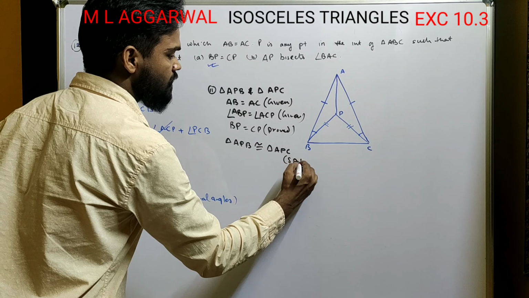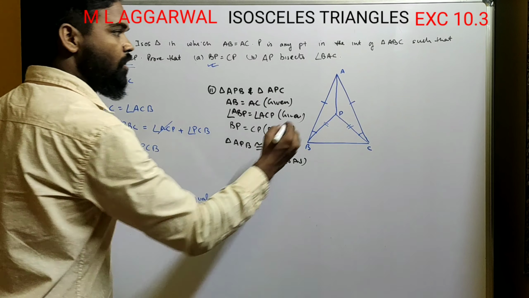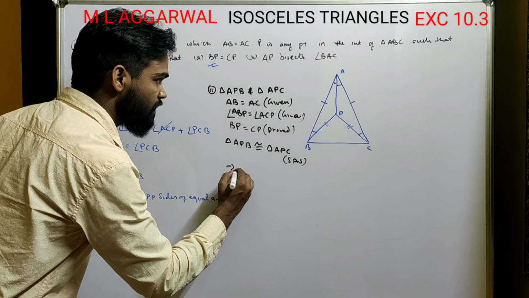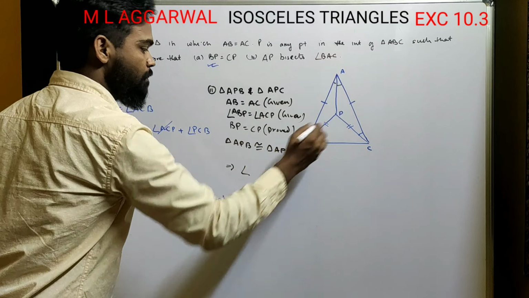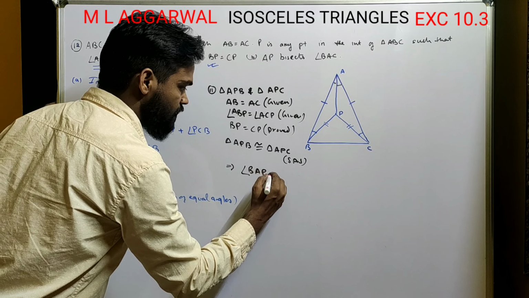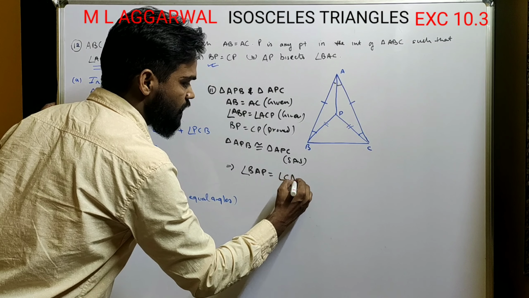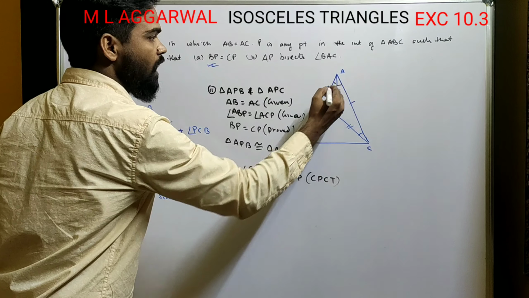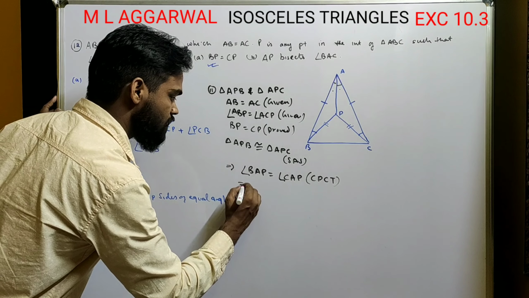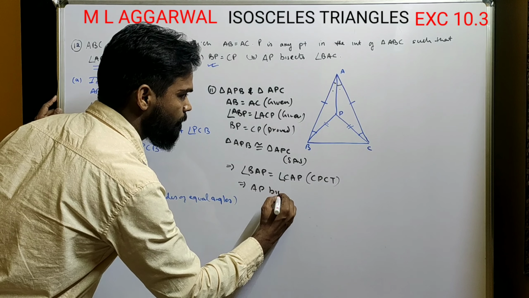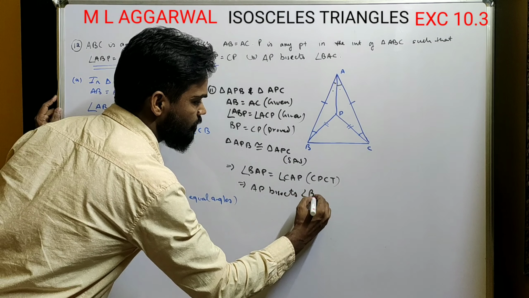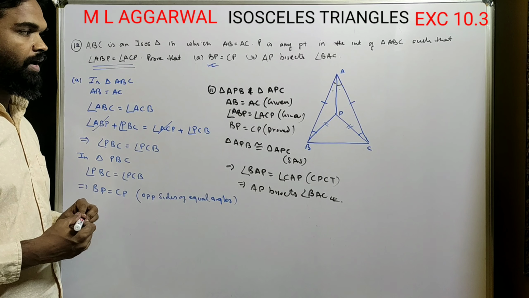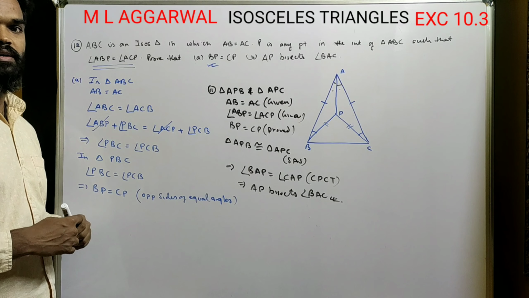Why? Side angle side. And if these two triangles are congruent, then this angle and this angle will be equal, CPCT, which means angle BAP is equal to angle CAP, CPCT. And if these two angles are equal, it clearly means AP bisects angle BAC. And that's proved. Done. Now let us look at the next sum.